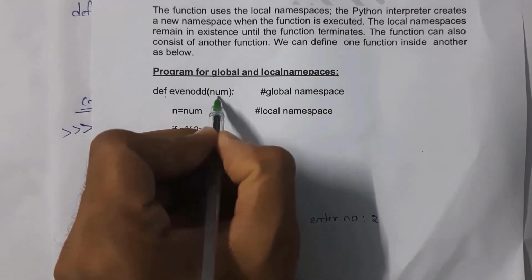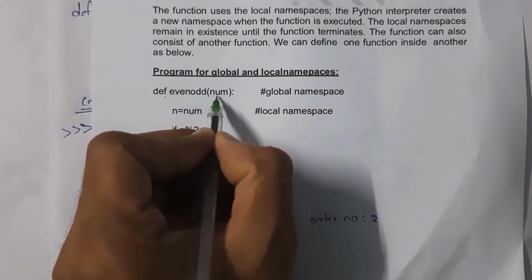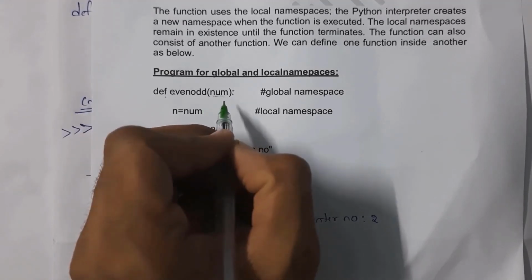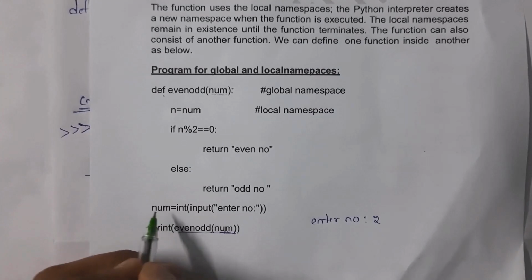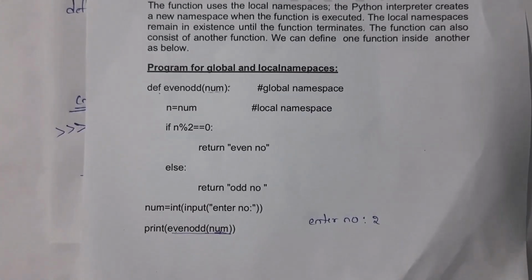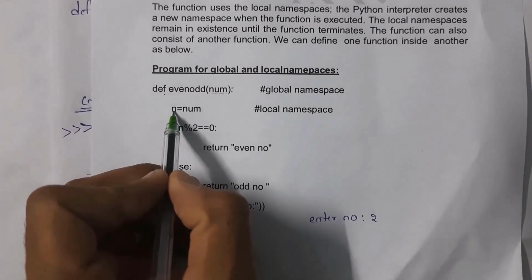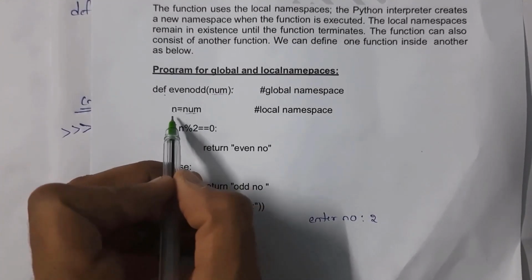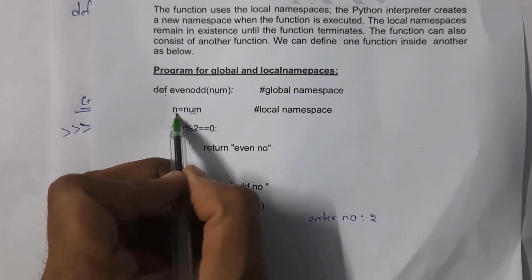Whatever parameter is written inside this even_odd function, that is num, we call this num global namespace because we took this num outside the function. And inside this I wrote n = num. That means I am changing this num to a short name, that is n. Now we call this n local namespace.